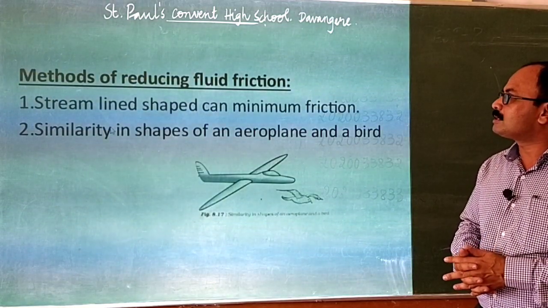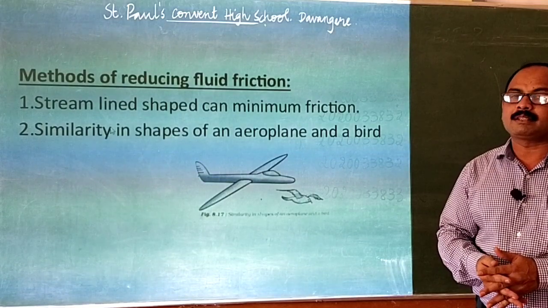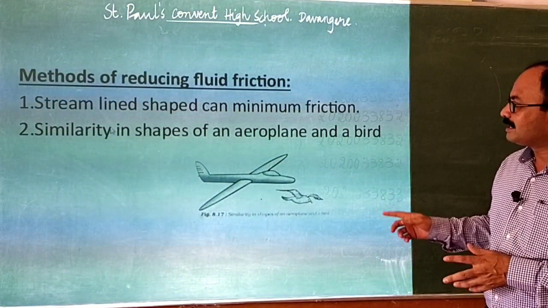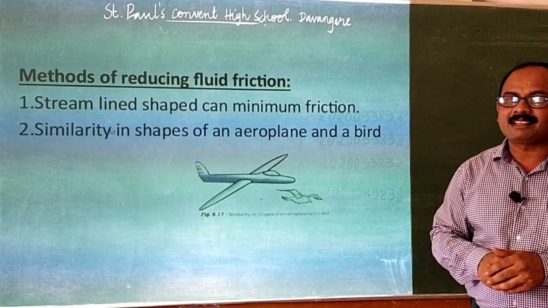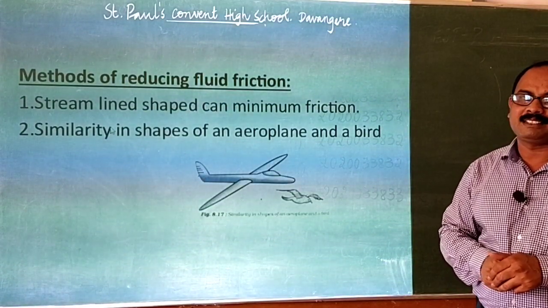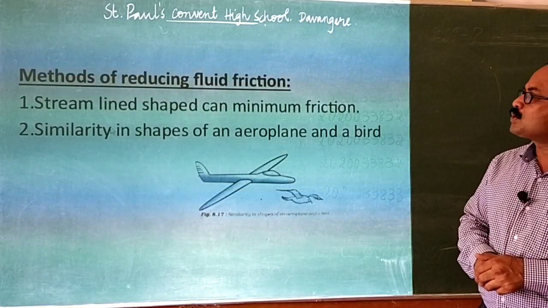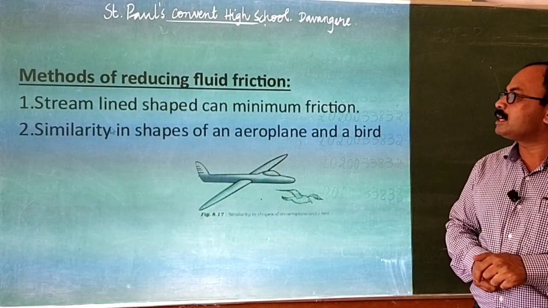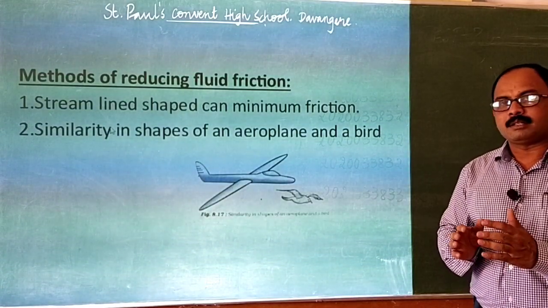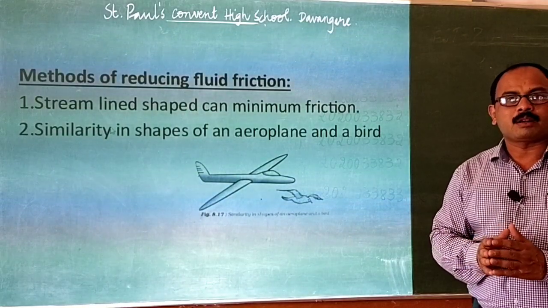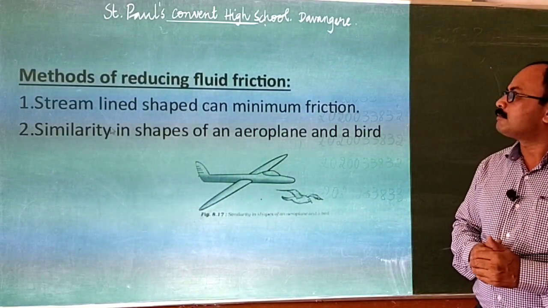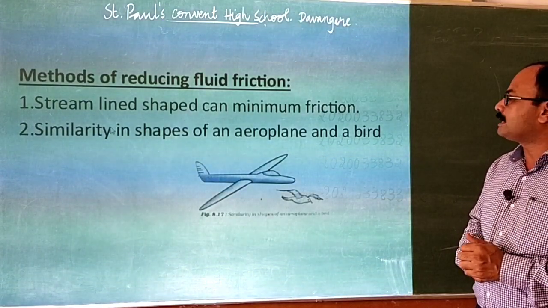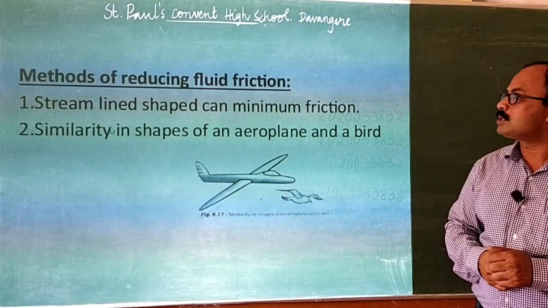Methods of reducing fluid friction. What methods have been used to reduce fluid friction? Streamlined shapes, whether of a boat, ship or rocket, can minimize fluid friction. Second, you can compare the similarity in shape of an aeroplane and a bird, which reduces friction.